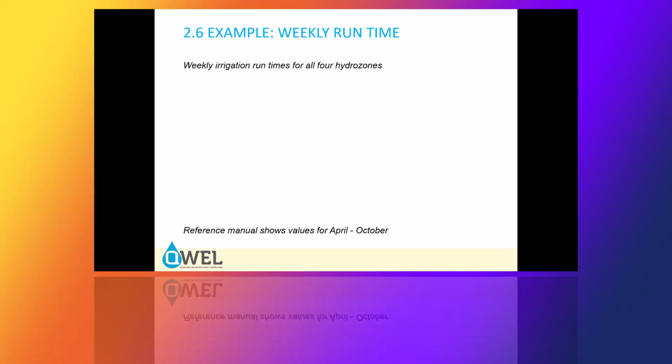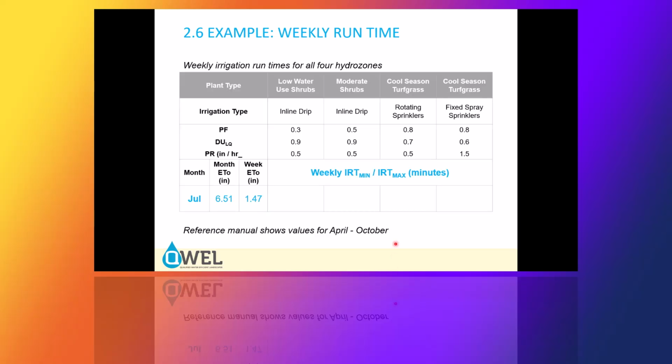Okay, weekly irrigation runtimes for all 4 hydrozones. So how do we calculate weekly ET? I had mentioned that to you before. You're going to use the monthly ETo, divide by the number of days per month, and then multiply by 7. That's the only way you're going to be able to get the weekly ETo. And that's where we came up with this 1.47.